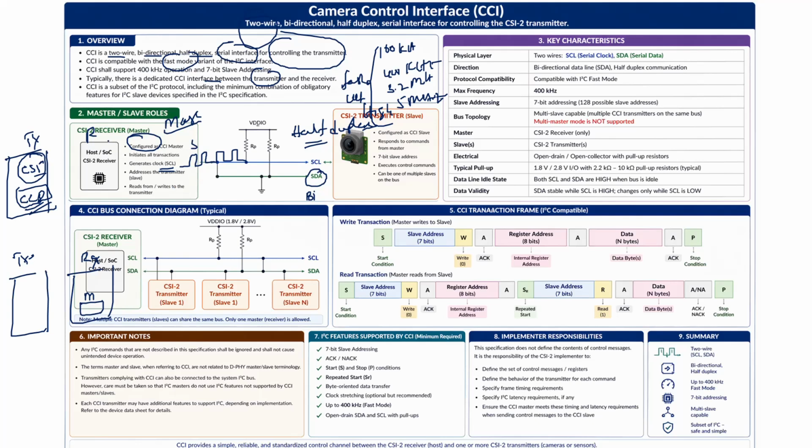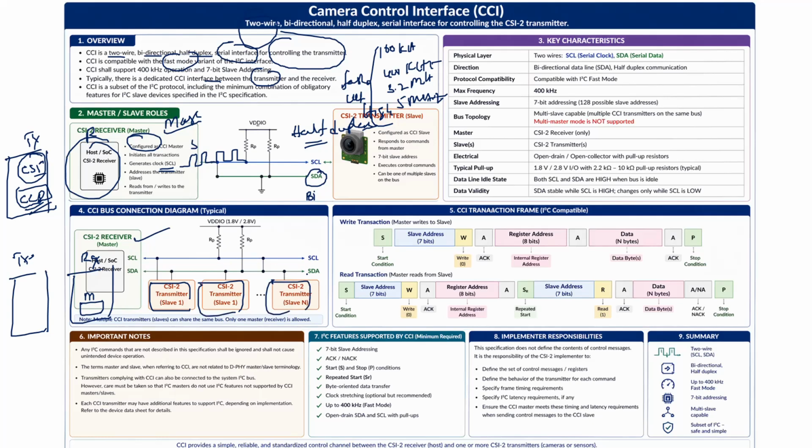Here we have a single master only, a single master and multiple slaves. What is meant by master? Master is controlling the information and asking for information from the slave. Slave will respond accordingly. If the slave has the data, it will respond accordingly. See, the master is asking for the data, so then the particular slave will respond and give the data.